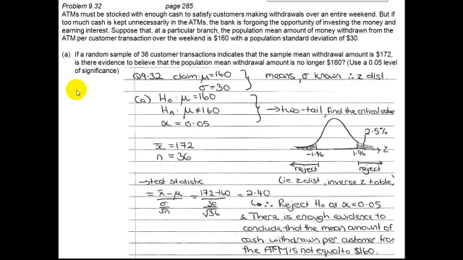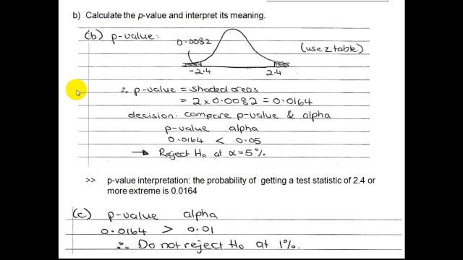Okay, let's now have a look at part B. So part B, we're asked to calculate the p-value and interpret its meaning. Now remember, p-values are an alternative way of coming up with your hypothesis test decision. And the way it works is we must have the test statistic to be able to calculate the p-value. Now our test statistic, as we calculated in part A, is 2.4.